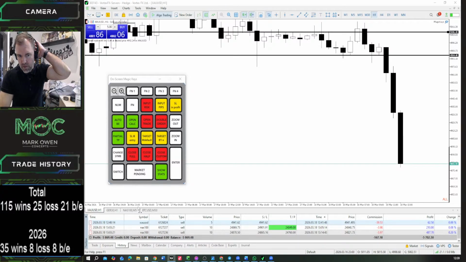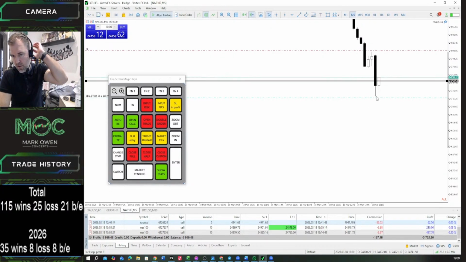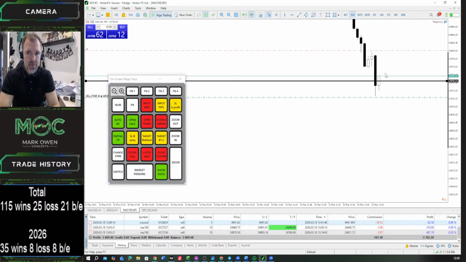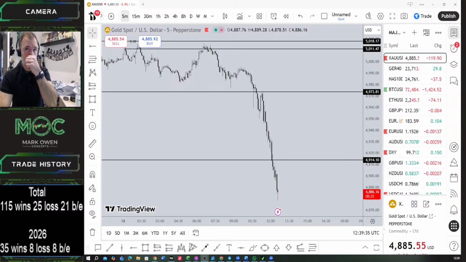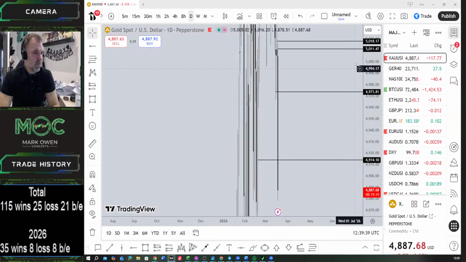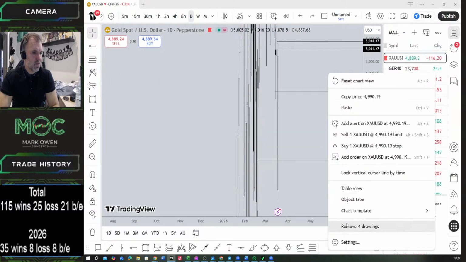So yeah, NASDAQ, we've got a sell stop underneath the 5 minute low. Now, if we close above this region, I'm going to cancel all orders. I've had to do it manually because Magic Keys is set to do it for 30 or 50 units, and it just doesn't allow it anymore. So while that order's sat there pending, let's head back to TradingView and see where the bottom could be on gold. Let's get rid of all the drawings.